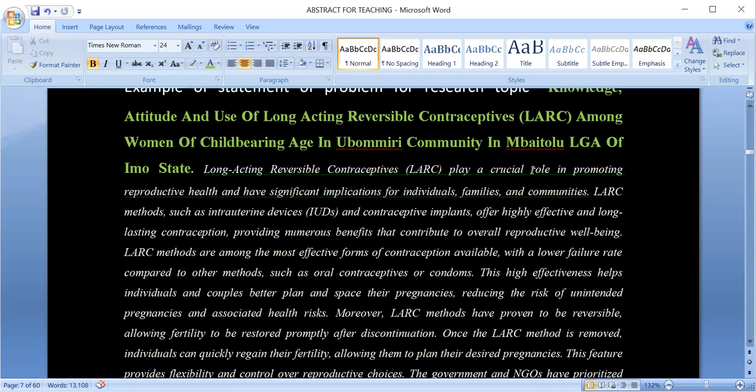Long-acting reversible contraceptives play a crucial role in promoting reproductive health and have significant implications for individuals, families, and communities. LARC methods such as intrauterine device and contraceptive implants offer highly effective and long-lasting contraception, providing numerous benefits that contribute to overall reproductive well-being. LARC methods are among the most effective forms of contraception available, with a lower failure rate compared to other methods such as oral contraception or condom. This high effectiveness helps individuals and couples better plan and space their children, reducing the risk of unintended pregnancies and associated health risks.